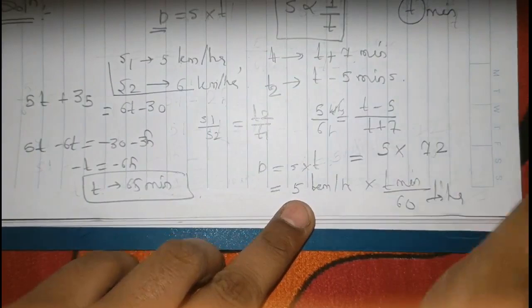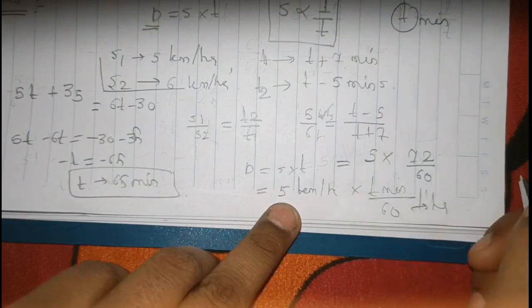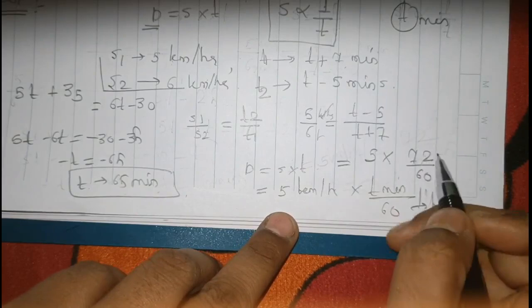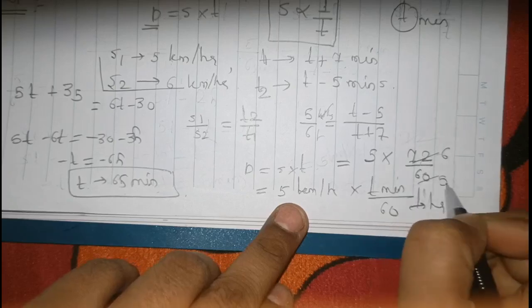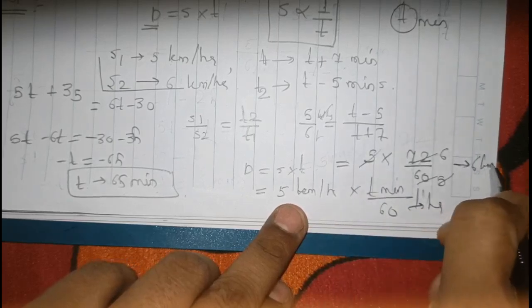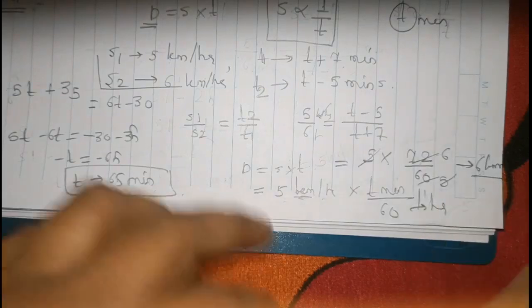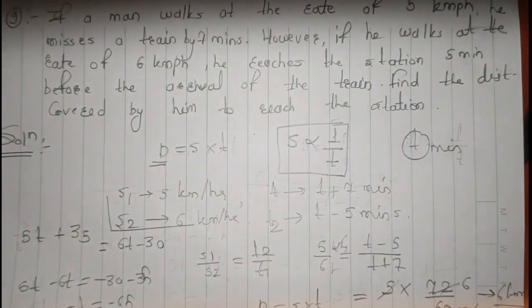As it is in minutes, divide it by 60. We have converted these 72 minutes into hours. So 12 5s are 60, this 5 and 5 is cancelled, and we will get 6 kilometer. Kilometer per hour into hours is nothing but kilometers. So 6 kilometer is the distance between his home and the station.